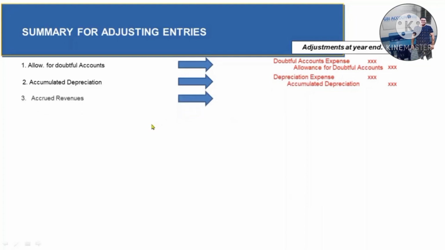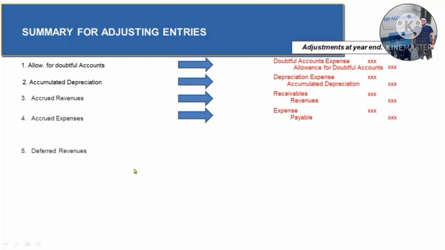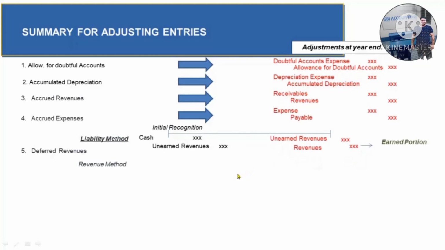The next is the accrued revenues, and the adjusting entry is simply debit receivables and credit revenues. And we have also the accrued expenses. The adjusting entry is debit expenses and then credit payable. And the highlights are the deferrals, and we have the deferred revenues, which can be accounted for using the liability method and the revenue method. So under the liability method, the advance payments of the customers are considered as liabilities at the payment date, but at the end of the year, the adjusting entry focuses on the earned portion.